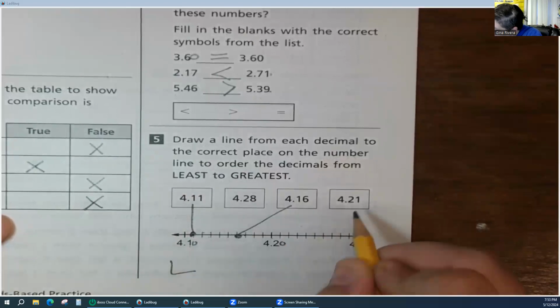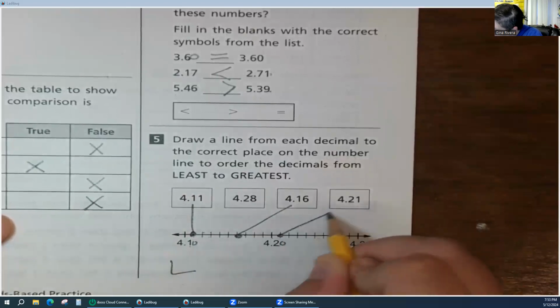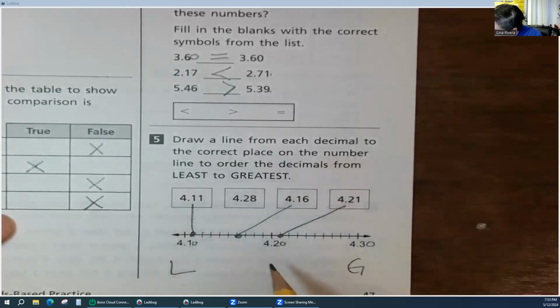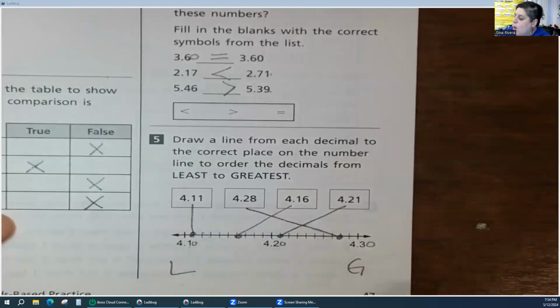If this is 4.20, then 4.21 is the next one. And then for 4.28, 4.21, 22, 23, 24, 25, 26, 27, 28. Here is where 4.28 would go. Definitely pause the video if you need to because this took a while. When you are ready, let's hit play and continue.